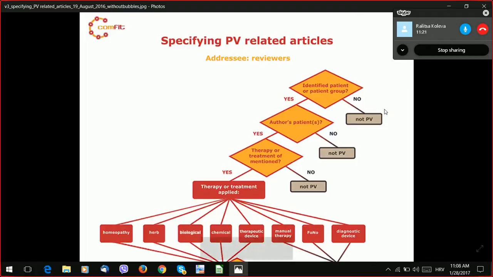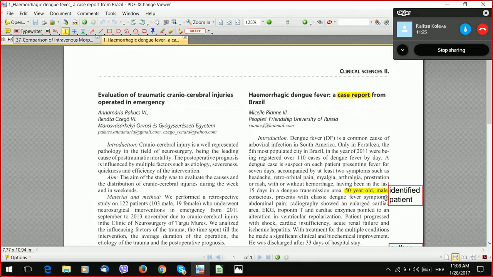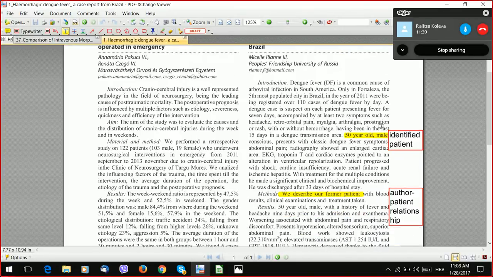So let's see it in an example, and I have a poster abstract. As you can see from the title already, it says that it is a case report, but still we need to go and analyze the article. And almost at the very beginning of the article you can find information about the patient, 50-year-old male, conscious, and so on and so on. So we have an identified patient.